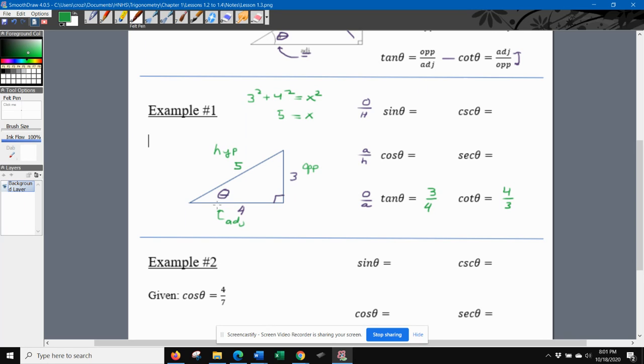Now I can find the sine. Sine would be 3 over 5, and cosine would be 4 over 5. Now what's the cosecant? Well, the cosecant is just the reciprocal of sine, so that's 5 over 3. It's not any more complicated than that. And what's the secant? Well, that's 5 over 4.